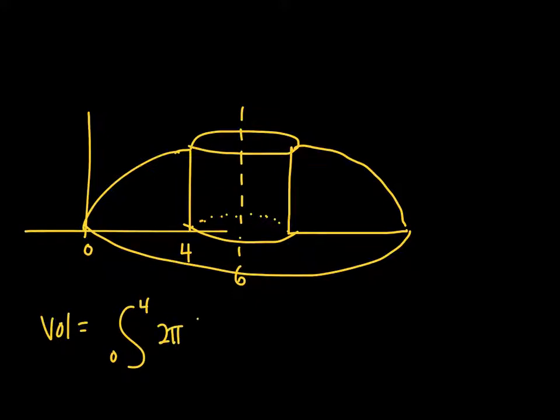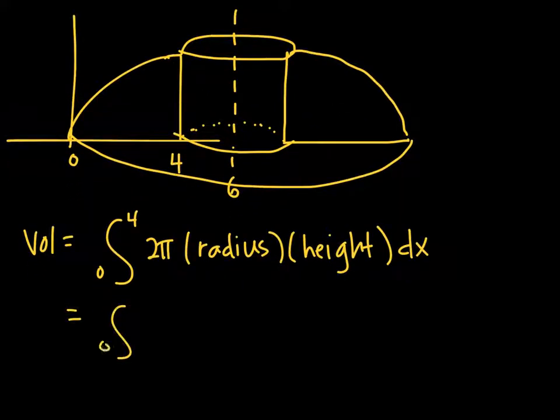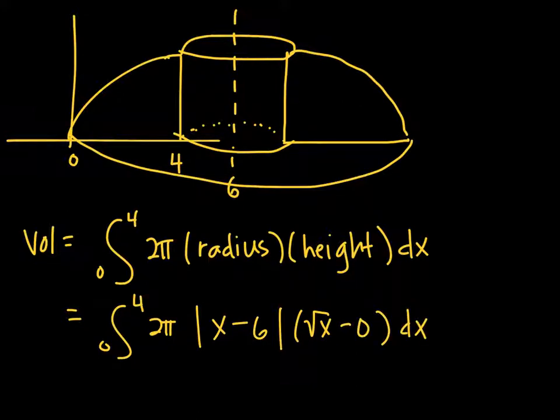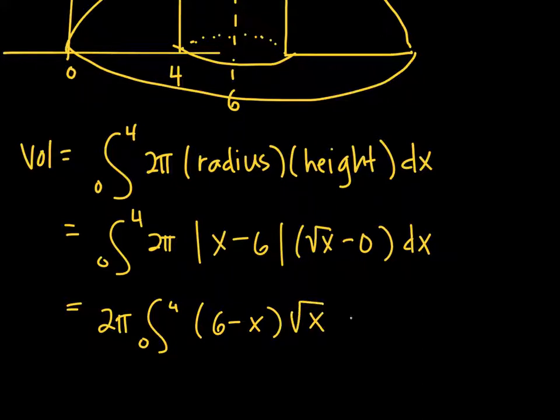All right, 2 pi, the radius, times the height. So 2 pi r h dx. Okay, so my radius is the absolute value of x minus 6. The height is the square root of x minus 0 still. So we need to simplify this. I'm going to pull my 2 pi out to the front. All right, so we are at 6 minus x, and then the square root of x dx.